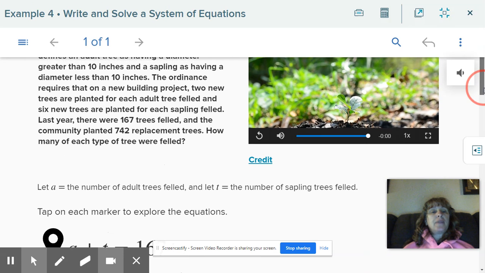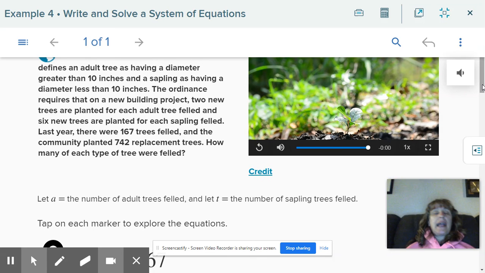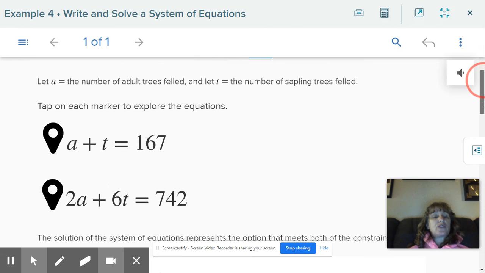And then they have also told you some other things. They said that you have to plant 2 trees for every adult tree that is felled. So you know the 2 goes with the A. And 6 will go with the T, because you have to plant 6 trees for every sapling that is cut down. And in total, the replacement trees were 742. So your second equation is 2a plus 6t equals 742. Both of these are your equations.